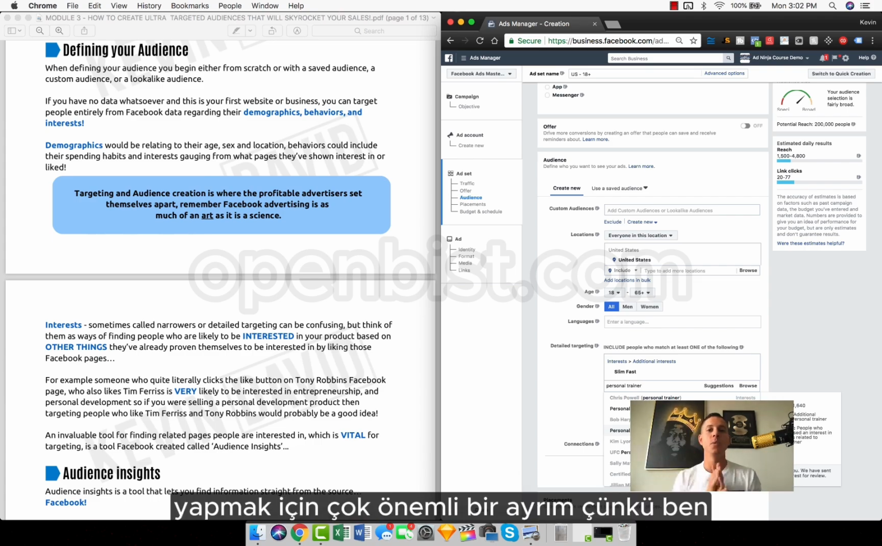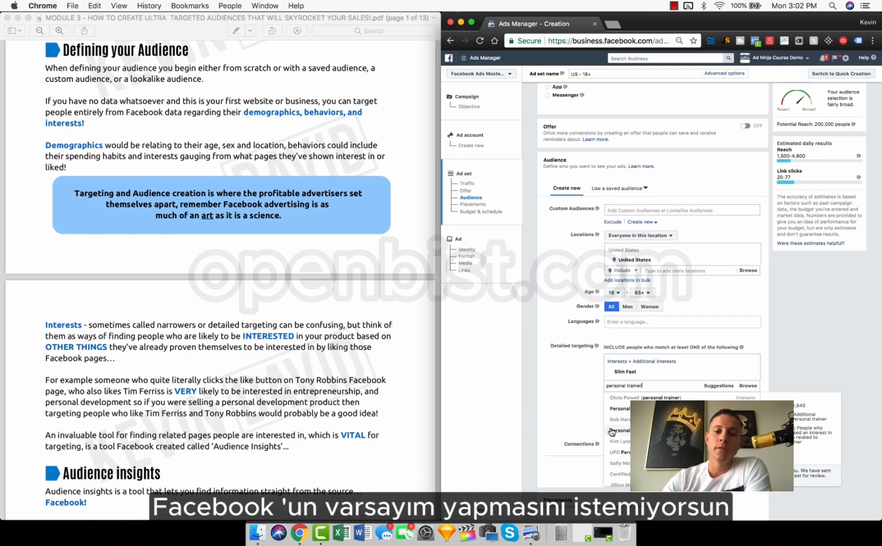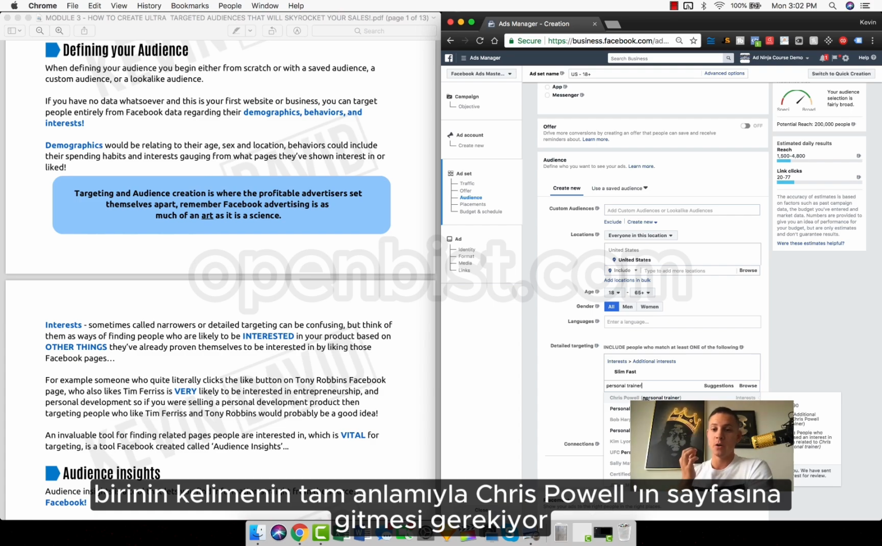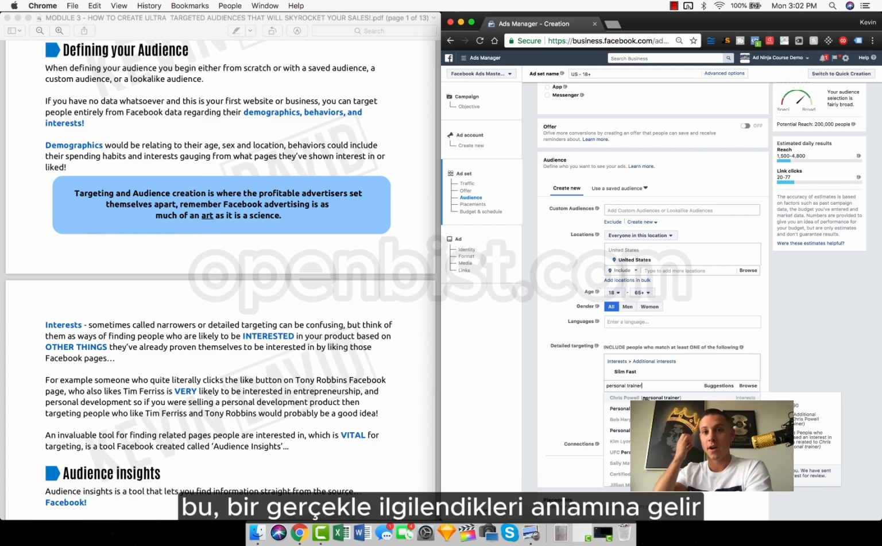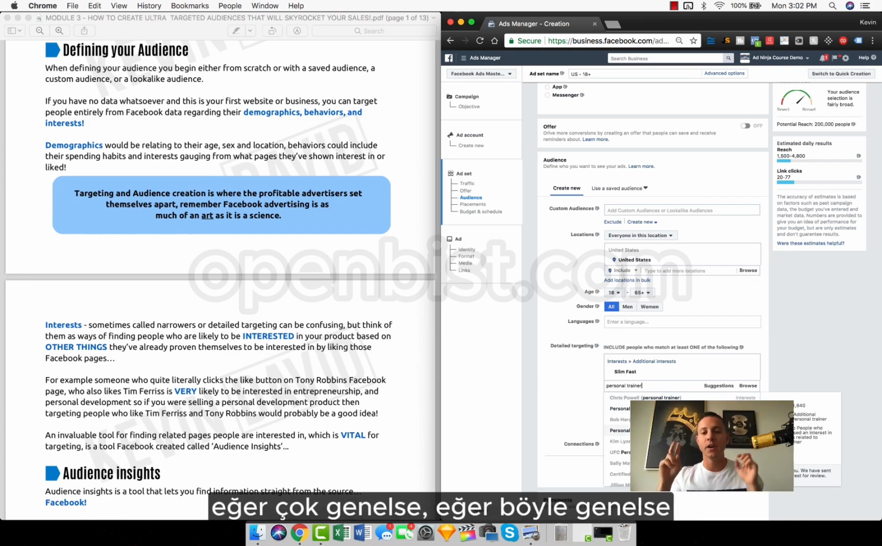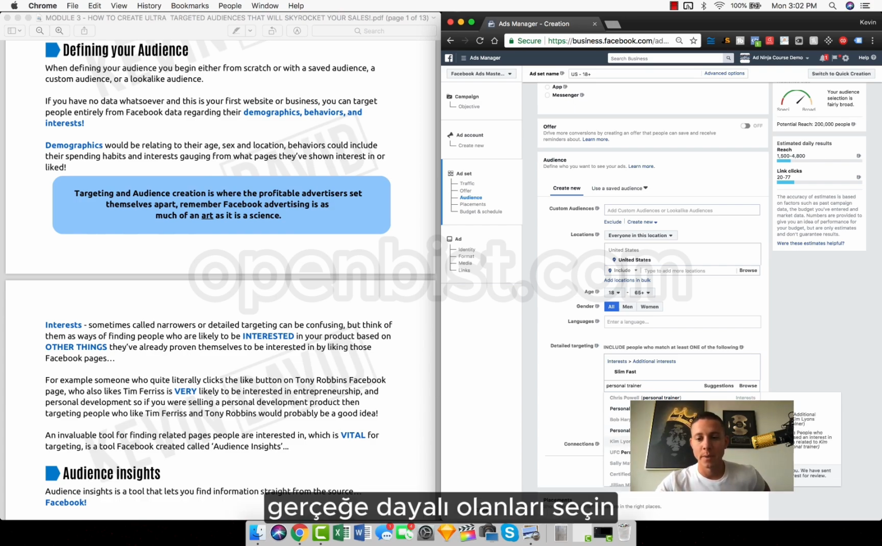So it's a very, very important distinction to make, because I never use algorithmically based interests. You don't want Facebook to make assumptions. You want fact-based. Someone literally has to go to Chris Powell's page and like his page. That means that they are interested, for a fact, in Chris Powell, the personal trainer. If it's very generic, like this, it says people who have expressed an interest in personal training. Don't let Facebook make those assumptions for you. Choose the ones that are fact-based.